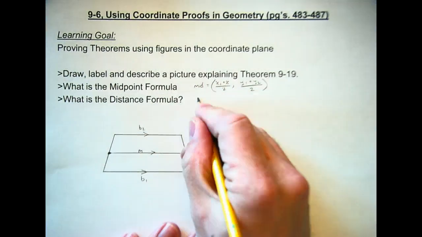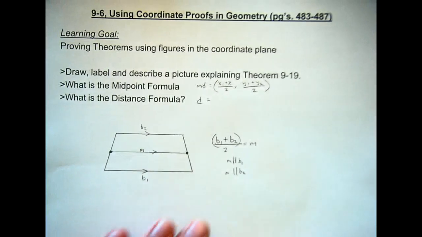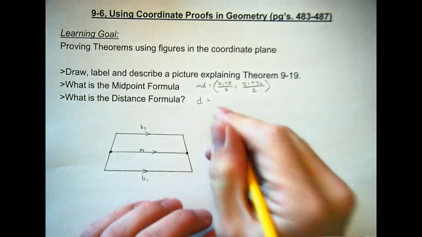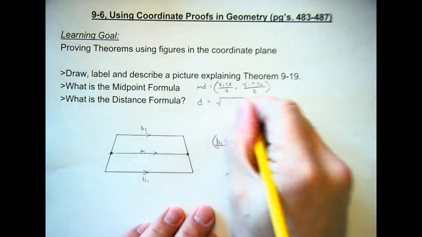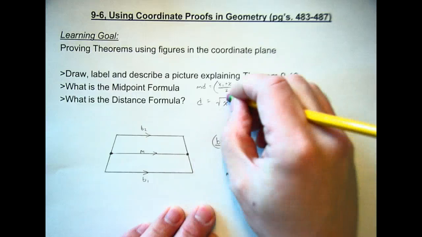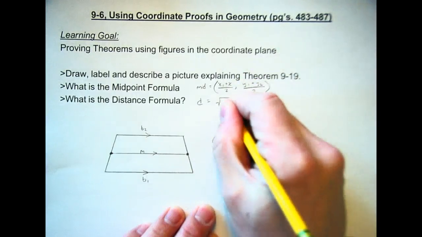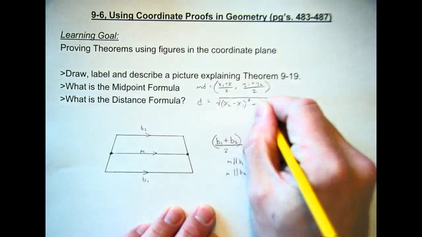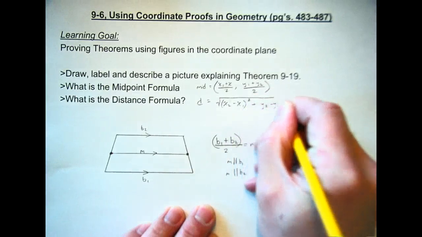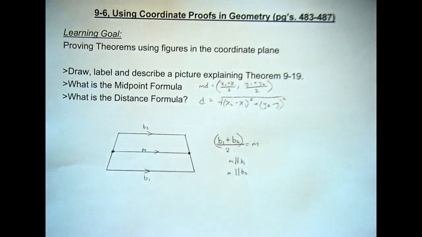Distance formula, D equals, someone that hasn't participated yet. Jordan. X2 minus x1 squared plus y2 minus y1 squared, all under a square root. Put squared there. Okay, x2 minus x1 squared plus y2 minus y1 squared. Good. And square root of that. All right. Any questions on those?